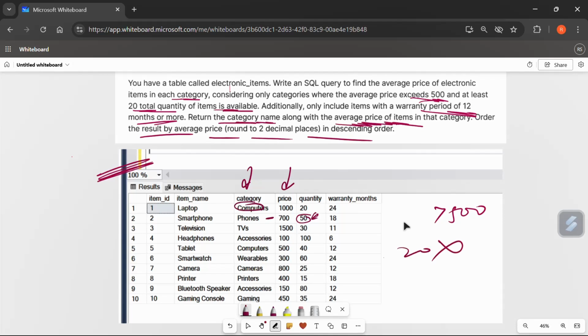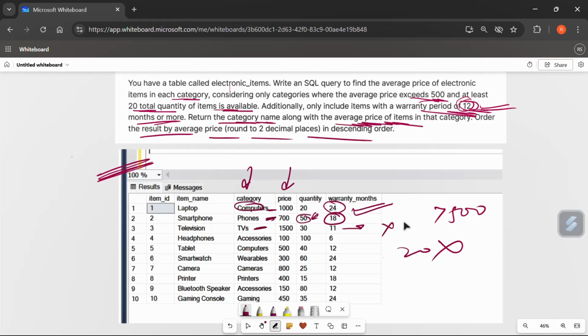Additionally, only include the items with a warranty period of 12 months or more. So let's take a category computers which has 24 months warranty, so we can consider this. We have another category, phones, where the warranty period is 18 months, which is greater than or equal to 12. Here is another category, television, with 11, so we will not consider this one.